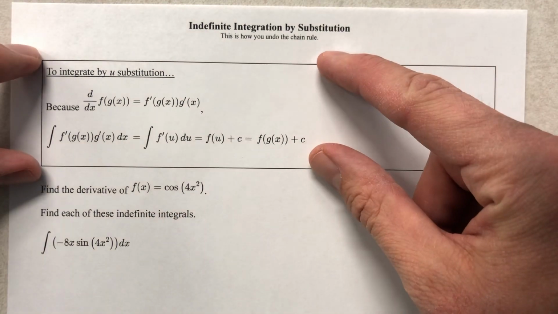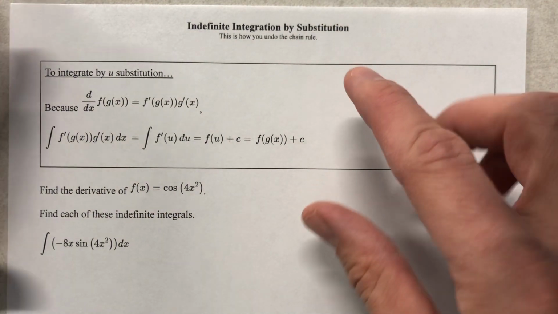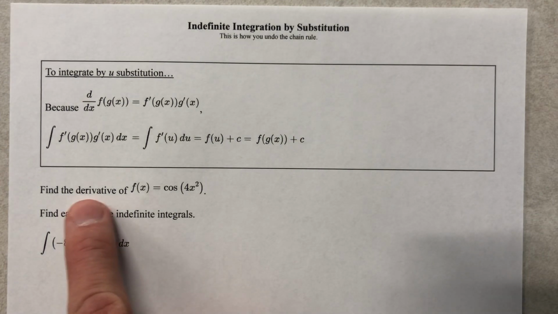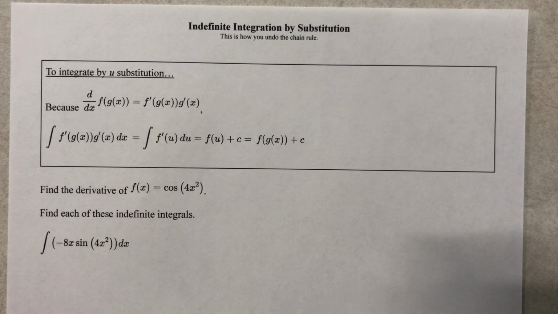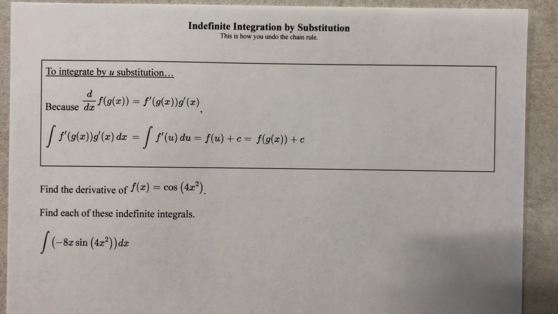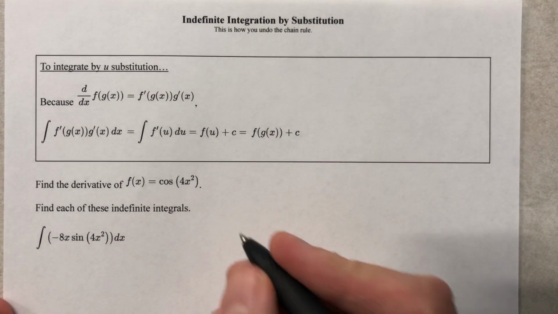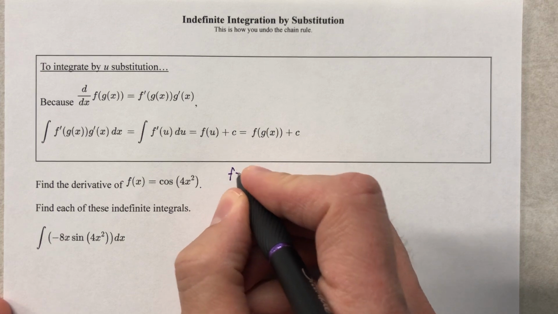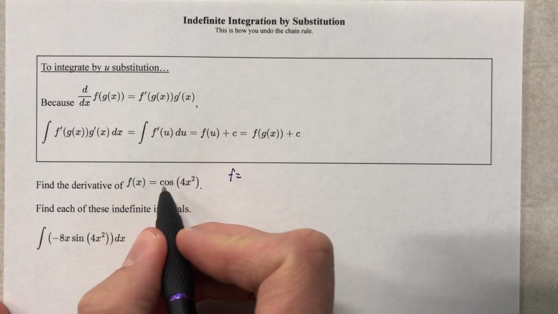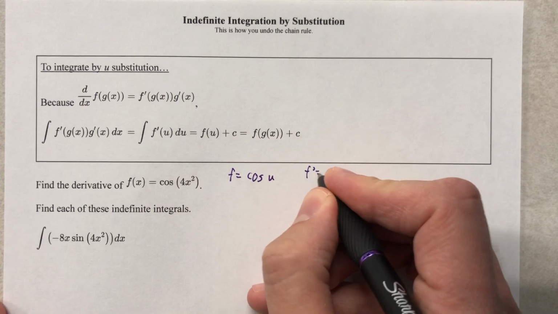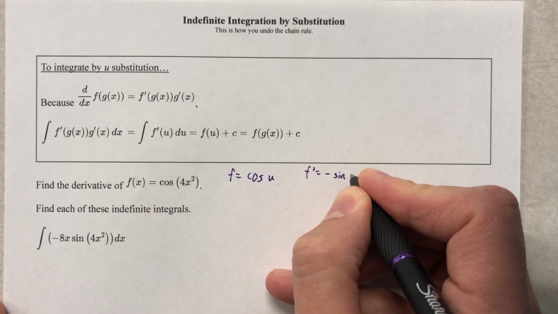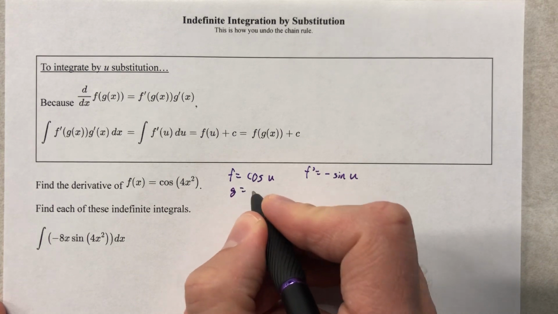So if you're looking at this box and you're like, I have no idea what's going on, hang with me, okay? First, we're going to find the derivative of f of x if it's cosine of 4x squared. And I'm going to go old school, and we're going to list the f's and the g's using the formulas that we know. So the biggest thing happening is cosine of u. F prime would be negative sine of u, and then g would be the inner function.